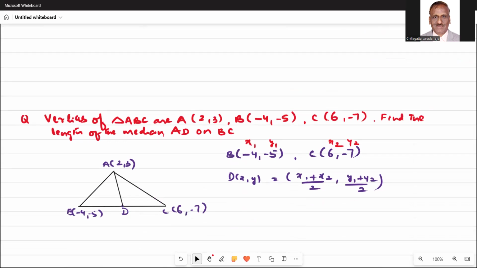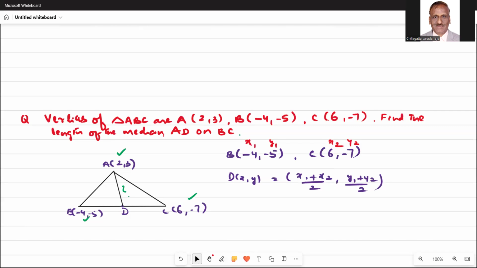The question here is: the vertices of triangle ABC are A(2, 3), B(-4, -5), and C(6, -7). Find the length of the median AD of triangle ABC, that is, median AD on BC. Already I have learned in the previous classes what a median of a triangle is: from any vertex, the line segment joining the midpoint of the opposite side of a triangle represents the median of the triangle. So here you have to find out the length of AD.